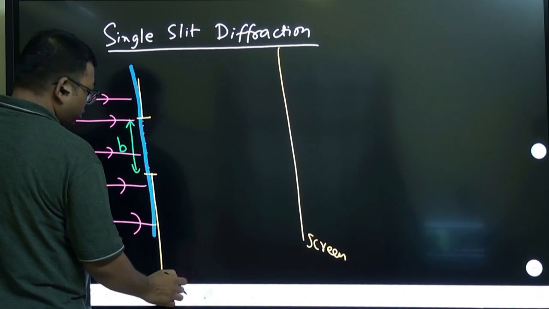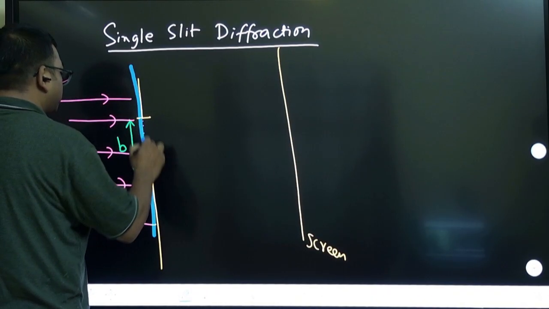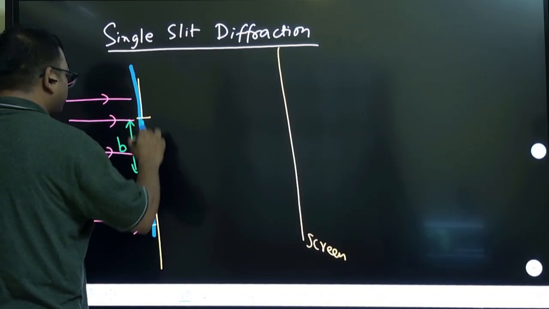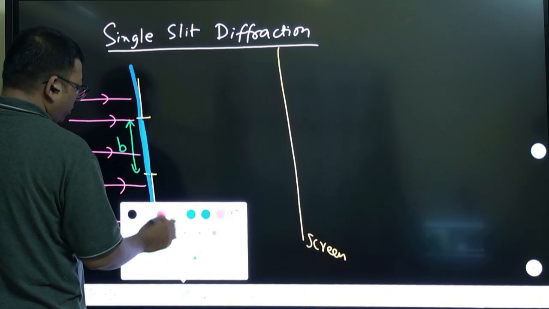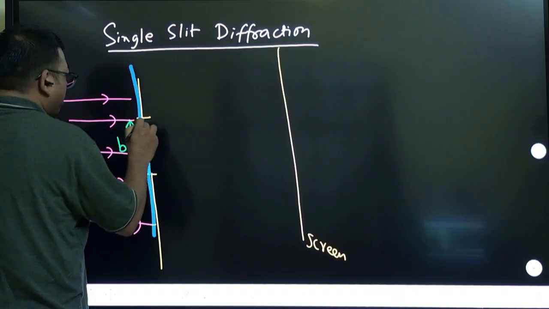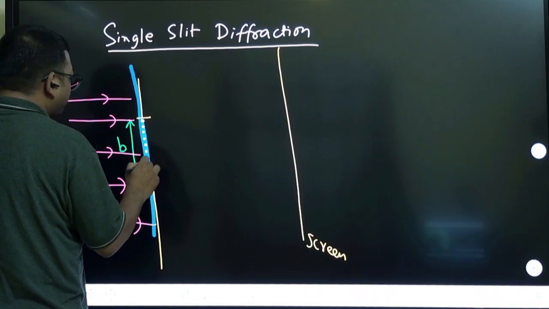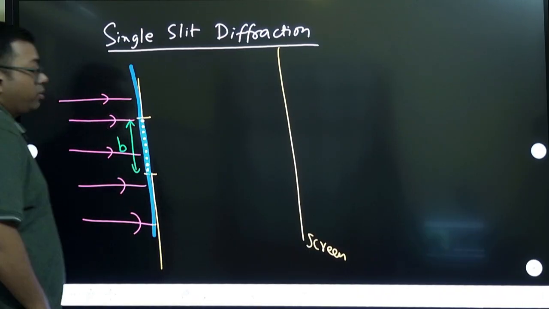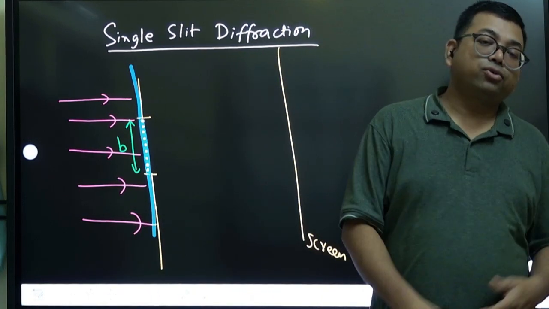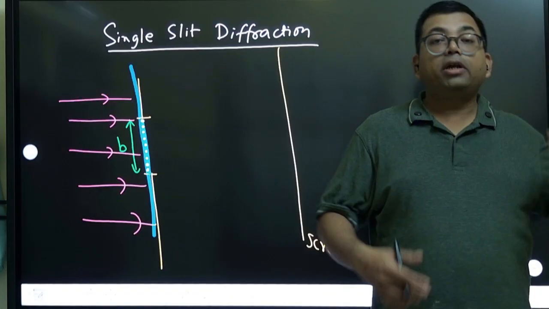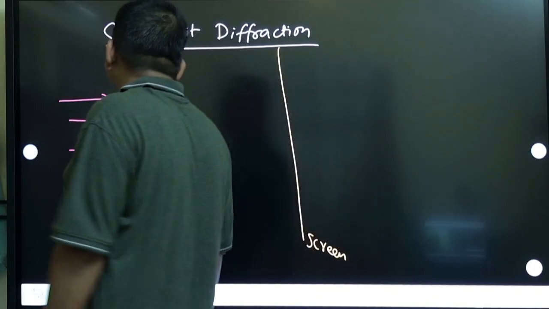This portion of the wavefront which gets exposed to this slit, so many points will be exposed on this wavefront. So all these points act as a source of light. You know that again in the wave model we have seen that each point behaves like a source. So each point will start emitting its own secondary wavelets.